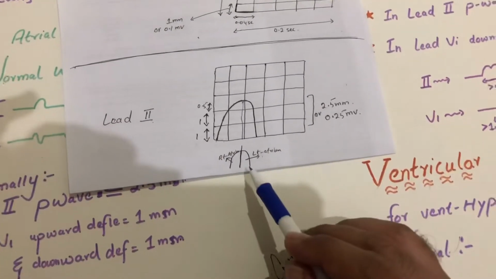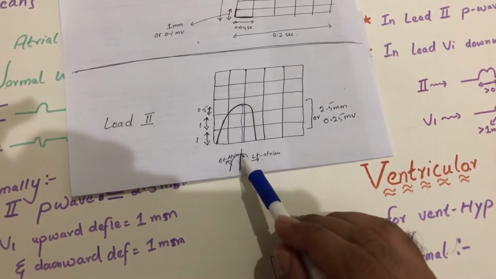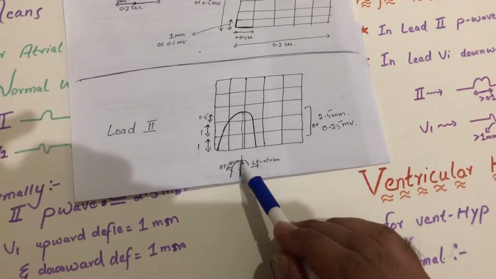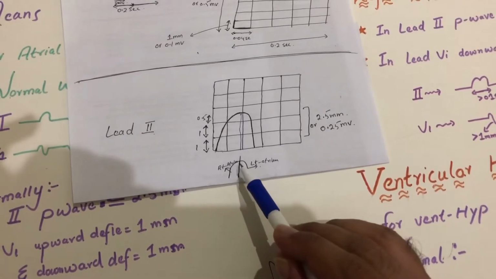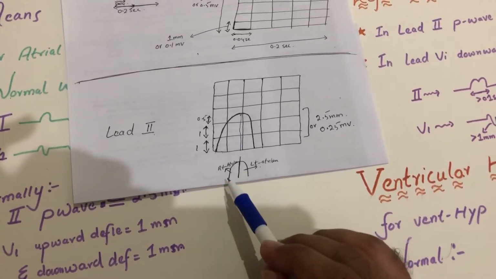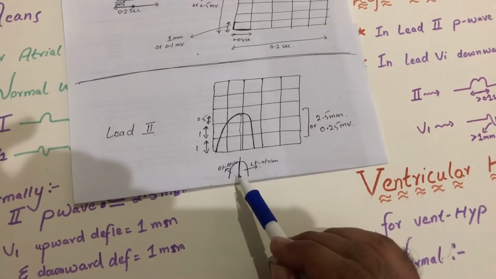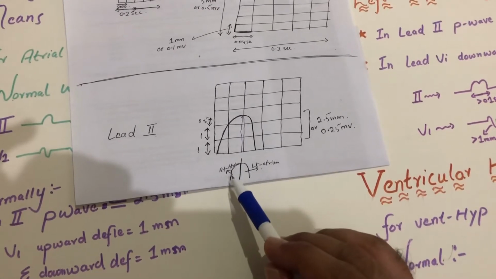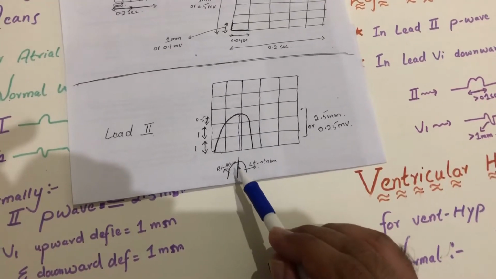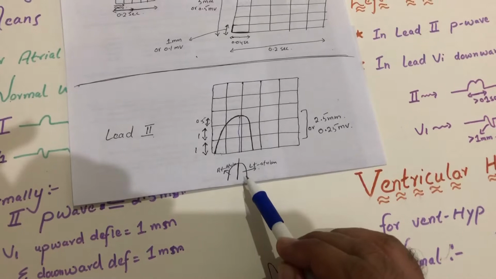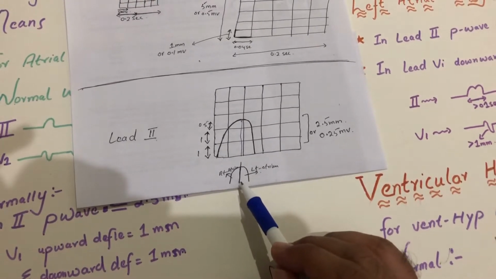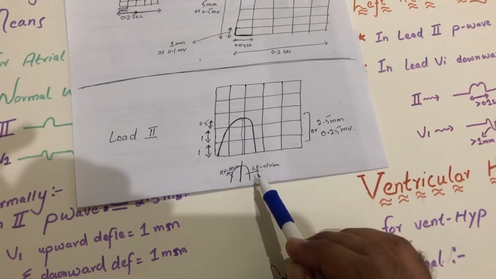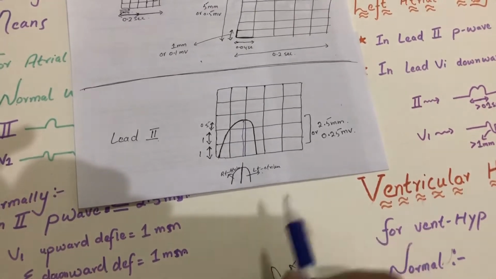We are going to divide the P wave into 2 parts in lead number 2. This is the first part, and this is the second part. The first part of the P wave represents the right atrium, or you can say the depolarization of the right atrium, and this part is going to represent the left atrium, or the depolarization of the left atrium.